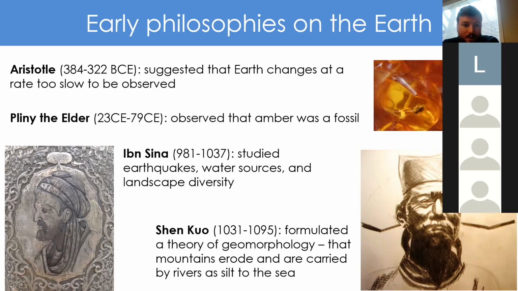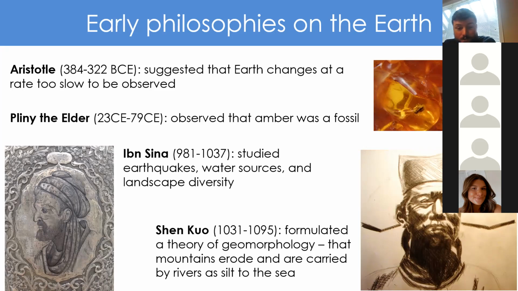Ibn Sina was a Persian polymath from Tehran, part of the Islamic Golden Age, where cities such as Tehran and Baghdad were undergoing great scientific breakthroughs. They're the reason why we use Arabic numerals for our numbers from 0 to 9. They're the reason that we have algebra, algorithm. Those are Arabic words, and that all stems from the Islamic Golden Age. So he was the first one to study earthquakes, water sources, landscape diversity. He was really one of the greatest minds of his age.